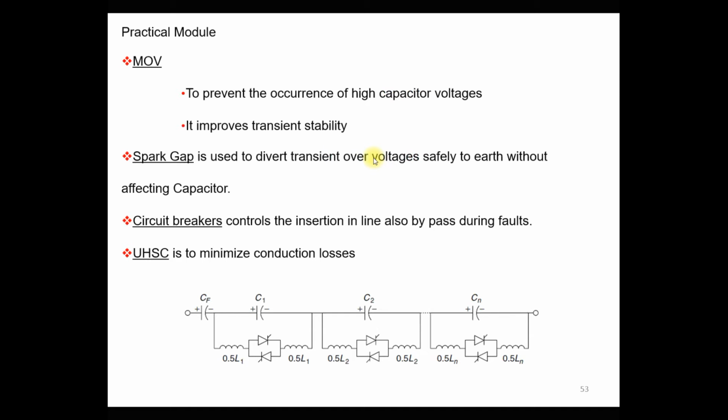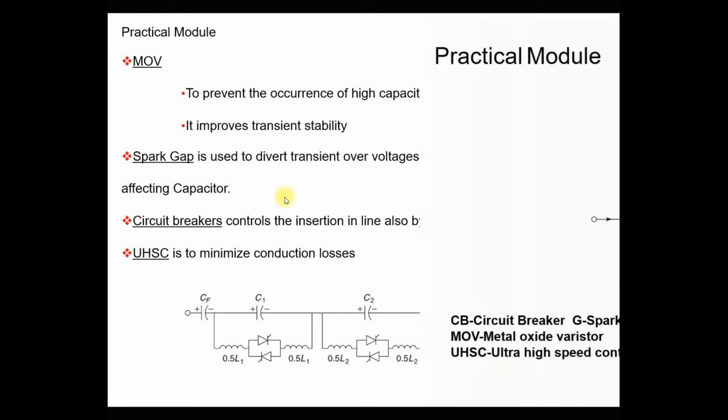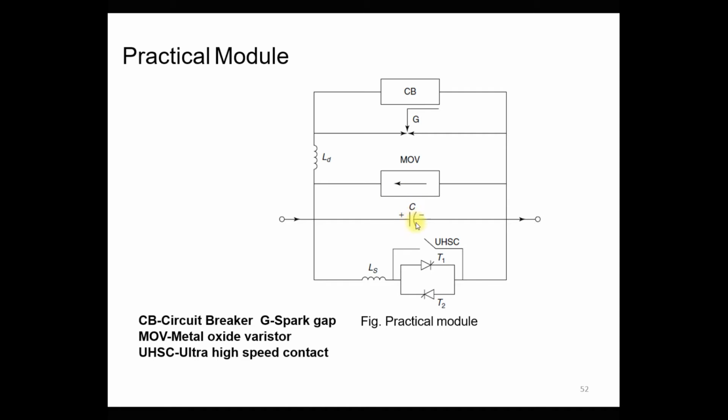The function of the spark gap is to divert the transient overvoltage safely to the earth without affecting the capacitor. So during the connection or disconnection of this capacitor into the line, that creates a transient overvoltage. So to protect this capacitor against this transient overvoltage, we provided this spark gap.